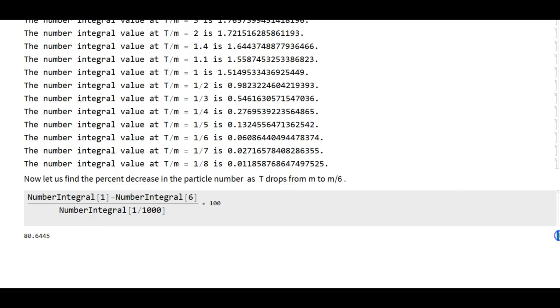Let me remove this output so that you know that I'm not cheating. So I remove that output. Now I have a clean slate. So I am going to evaluate this expression, and you see I get 80.6445. So 80% of the drop in the particle number happens in this temperature interval when temperature goes from M to M over 6. 80% of the decrease in particle number is in this range from M to M over 6.